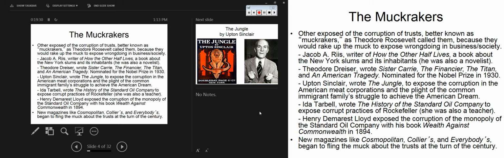It was like a picture book that showed all of the death and despair and disease and the problems in this era in the slums of New York. Theodore Dreiser wrote fiction and nonfiction books like Sister Carrie, The Financier, The Titan, and An American Tragedy, nominated for the Nobel Prize in 1930.